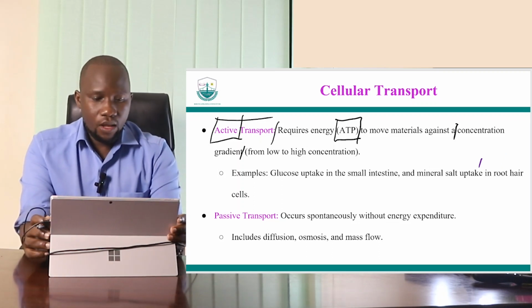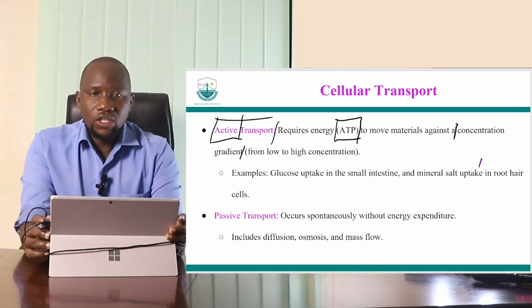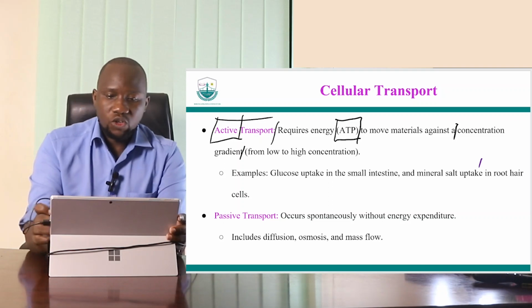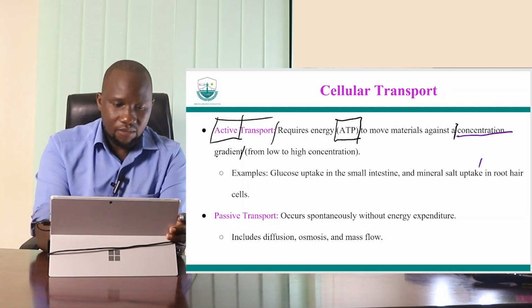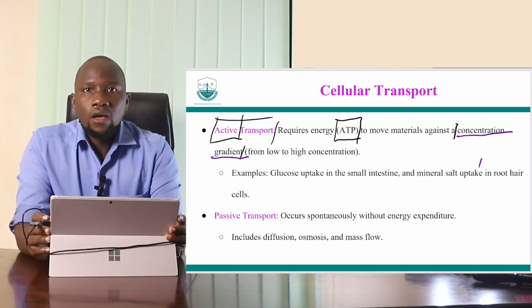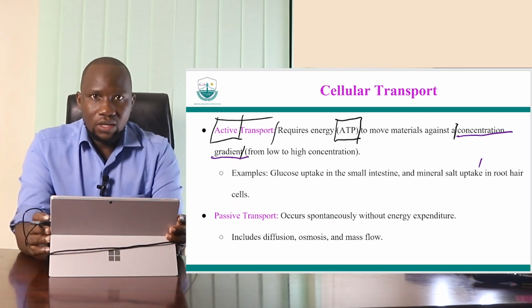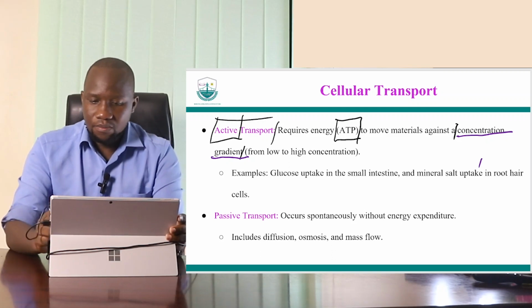Okay. So we want to emphasize the concept of concentration gradient. What I'm underlining here, concentration gradient, what does it really mean?